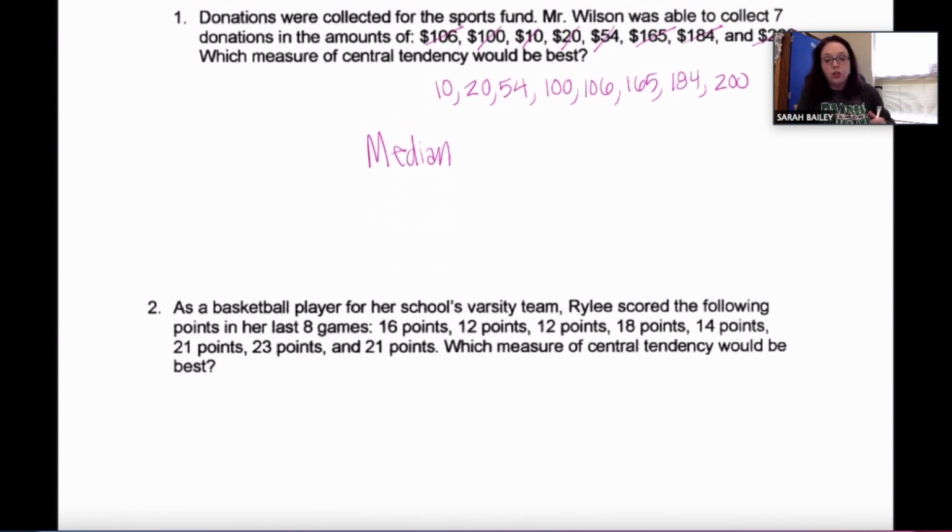What about in number 2? As a basketball player for her school's varsity team, Riley scored the following points in her last 8 games. So 16, 12, 12, 18, 14, 21, 23, and 21. Which measure of central tendency would be best? Just as I'm reading those numbers, I don't think I need to worry about putting them in order. They all look like they're pretty close together, pretty evenly distributed. So we don't have to find the mean or median here. We know that since it's evenly distributed, we would go with mean.